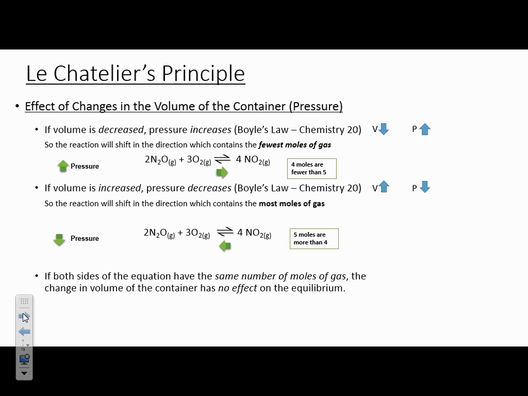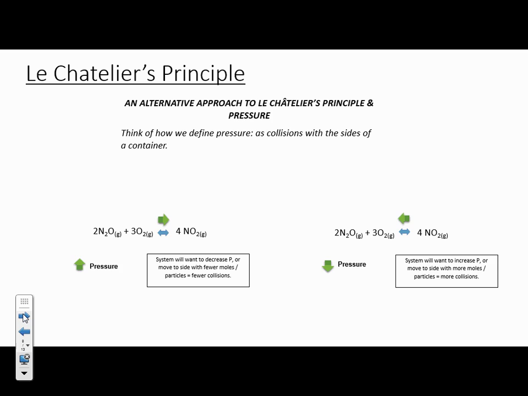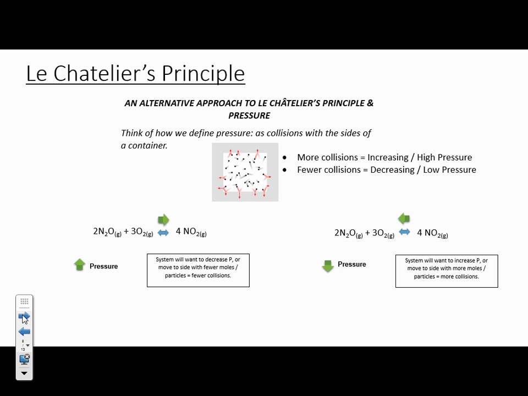And what I tell my students is they can either memorize this or they can try and understand it. And the way I try and get them to think of pressure is how it's defined when they learned it in Chemistry 20, and that is as collisions with the sides of a container. So if you have more collisions, you're increasing or experiencing high pressure. If you have fewer collisions, you're decreasing pressure or experiencing low pressure.